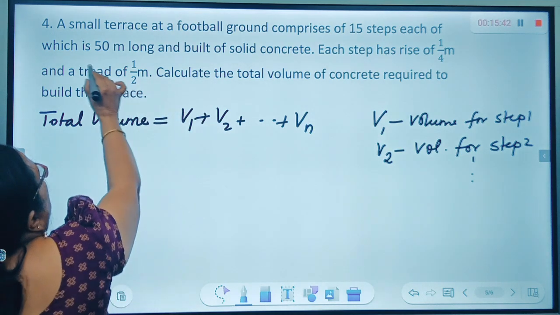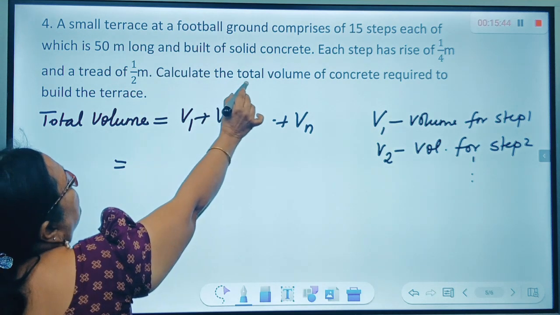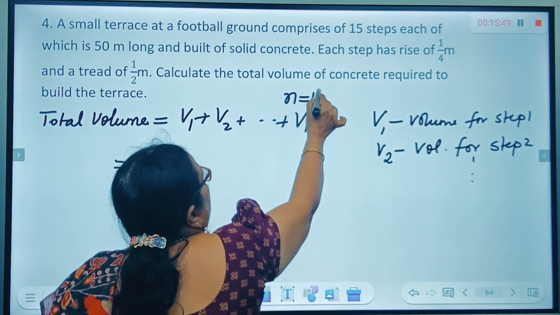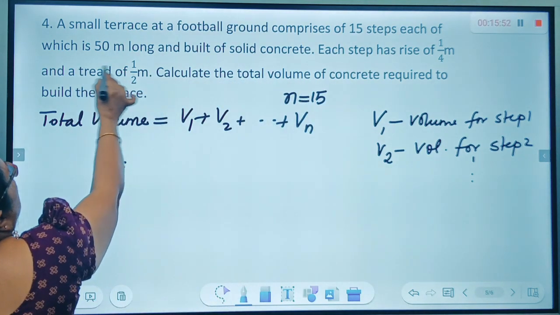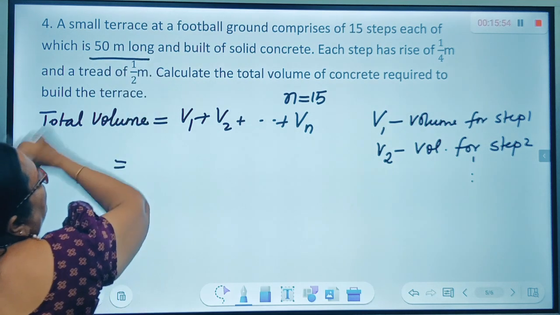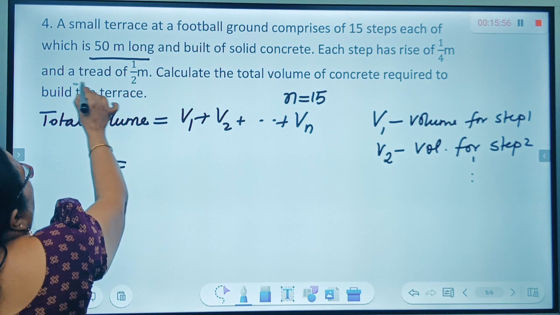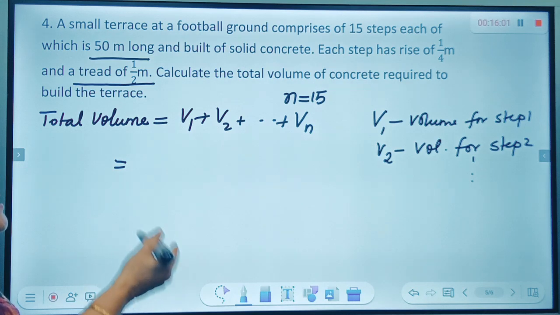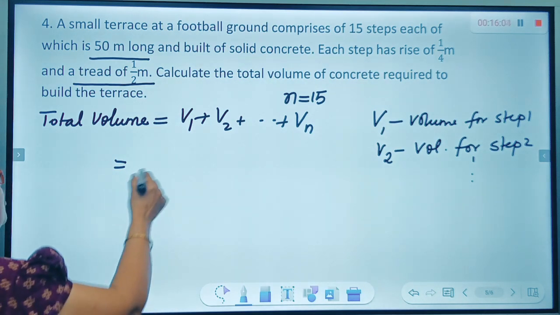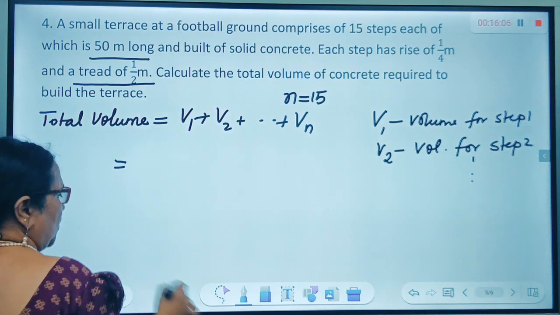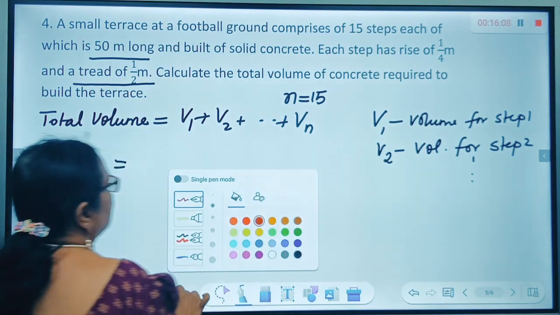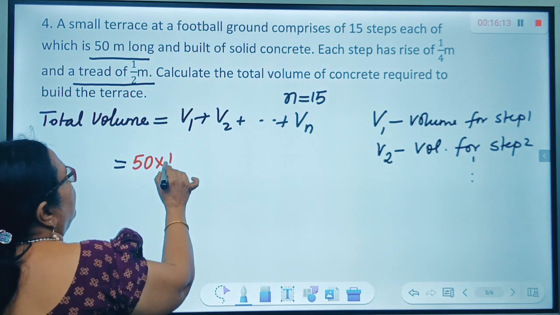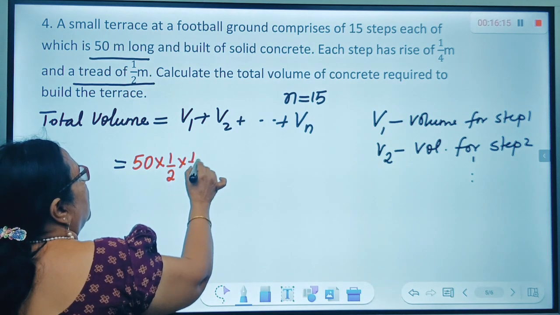It is given that a small terrace at a ground comprises of 15 steps. So, n is equal to 15. Each of which is 50 meters long. And it has got a tread of half a meter. That means it is wide. Increase in height is 1 by 4 meter. So what will be the first one? First one will be 50 into half into 1 by 4.